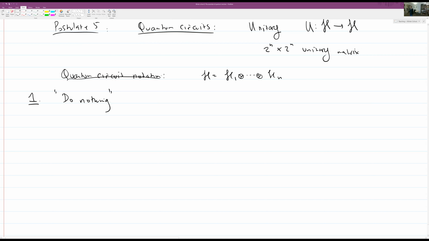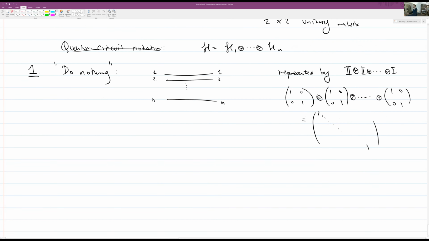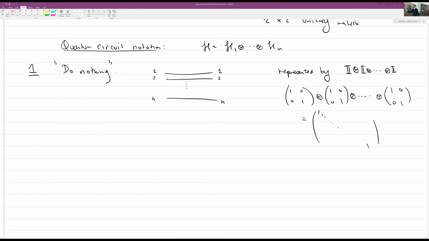Firstly, doing nothing. What does that mean? Well, doing nothing is represented by n horizontal lines. Doing nothing is a very important operation in physics and is represented by the identity operator, tensor, the identity operator, n times, which is, you know, 1, 0, 0, 1, tensor, 1, 0, 0, 1, tensor, dot, dot, dot. But that's actually just a really big identity matrix, right? It's a 2 to the n by 2 to the n identity matrix. So doing nothing is a fundamental primitive in quantum circuits. You need to be able to represent it as a unitary matrix. You need to have a pictorial notation to describe it, and that's it there.